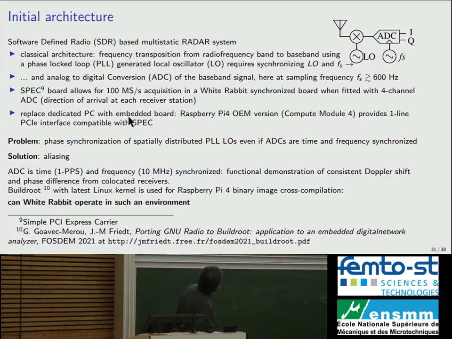And furthermore, I would like to do this on an OEM single board computer because I don't want to spend like 5,000 euro on each node of the distributed radar system. So can we try to deploy White Rabbit in such an environment running on a Raspberry Pi 4, which obviously means that we need some sort of modern Linux. You cannot use one of these outdated Linux, which is what CERN is using at the moment.